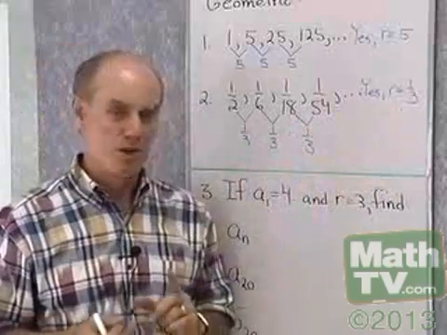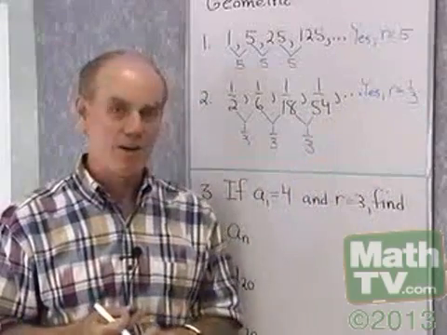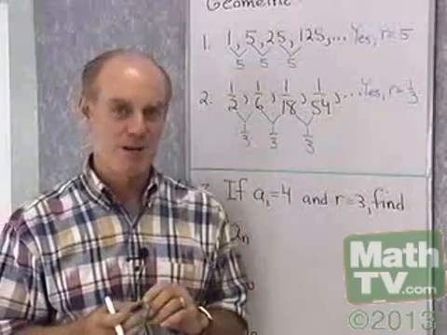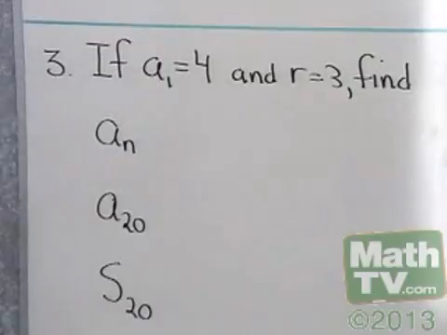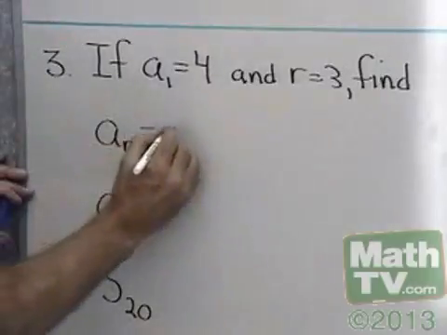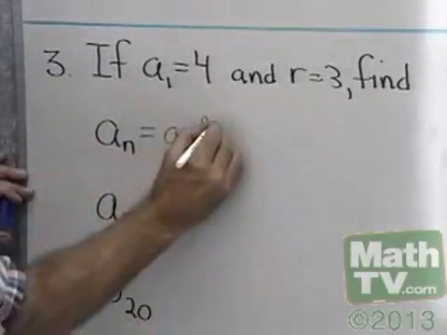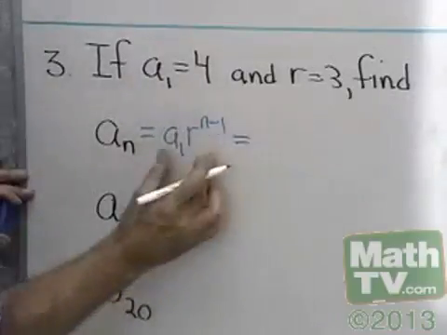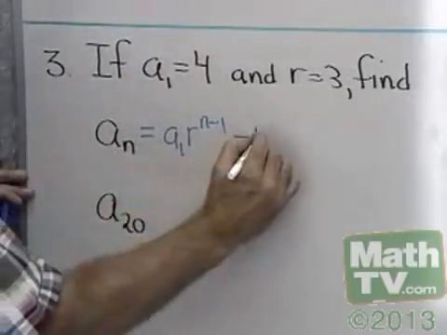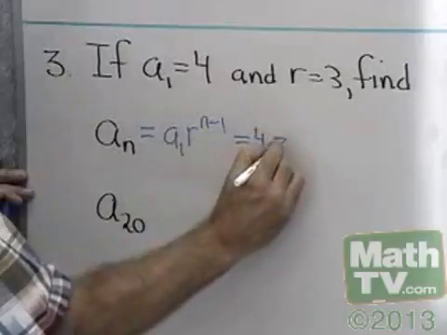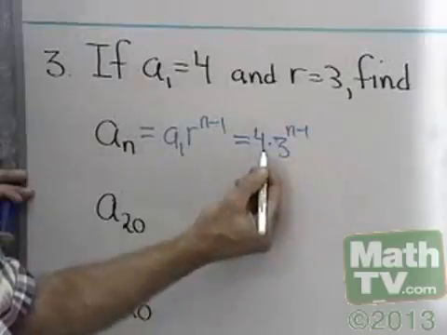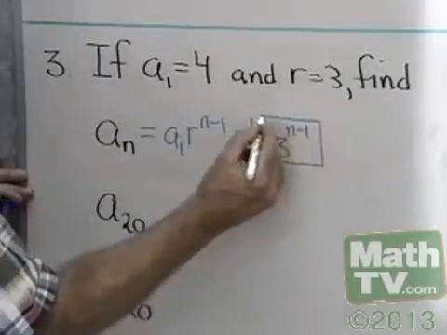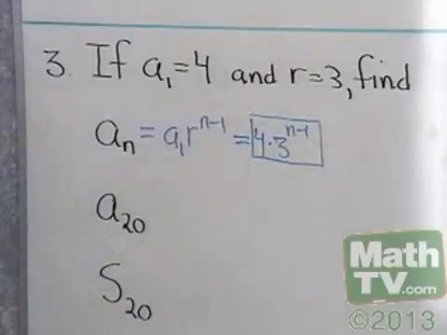Now, the next problem I want to do, we're going to be given a sub 1, the first term, given r, the common ratio, and then asked for some other information about the sequence. Let's take a look. Problem number 3, suppose a1 is equal to 4, r is equal to 3. Let's find a sub n. Well, a sub n will always be a1 r to the n minus 1. That's the formula that we want to have memorized. a1 is 4, and r is equal to 3 to the n minus 1. So 3 is raised to the n minus 1. You don't want to multiply it by 4. That is the formula for the nth term of that geometric progression.